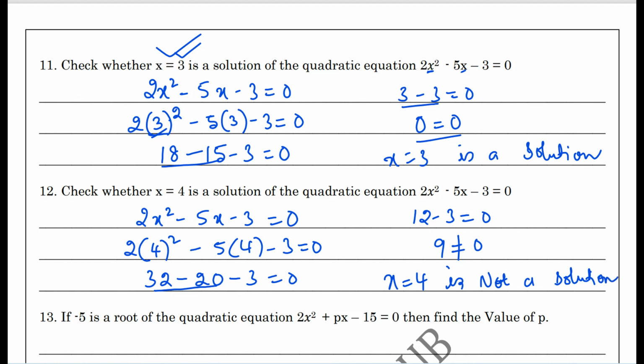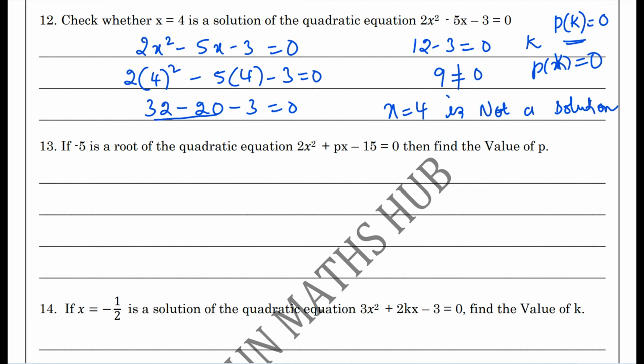That means if k is the solution, after substituting the value, the p of k should be equal to 0. If p of x is a quadratic equation in variable x, after substituting the value of k, replace x by k, k can be any value, it should be equal to 0. Then it is a solution of the quadratic equation.